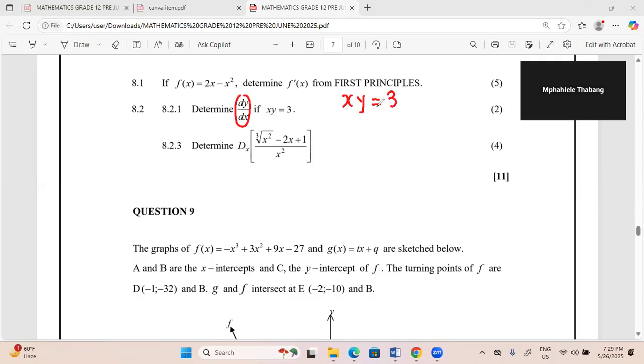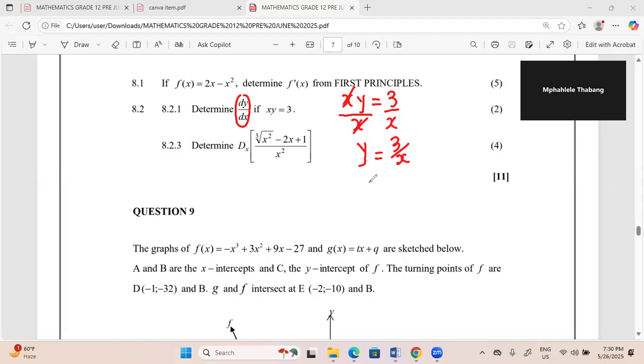Now, before we even derive, it's very important to make sure that y is the subject of the formula. So you have to make y the subject of the formula. So you divide both sides by x so that y can be alone. y equals 3 over x. Now, because y is the subject of the formula, it should be easy to derive the function y with respect to x.